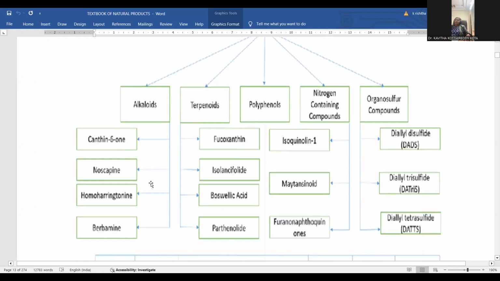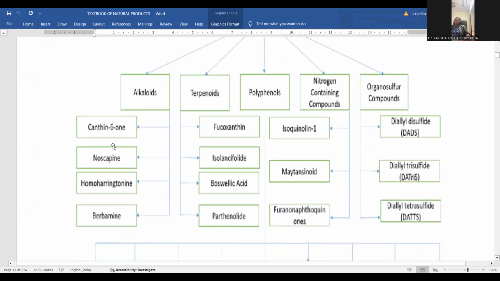And further, alkaloids include canthin-6-one, noscapine, homoharringtonine and barbamine, which are examples taken under the alkaloid category. Terpenoids include fucoxanthin, isolancifolide, boswellic acid and parthenolide. This is the way examples of terpenoids are provided.